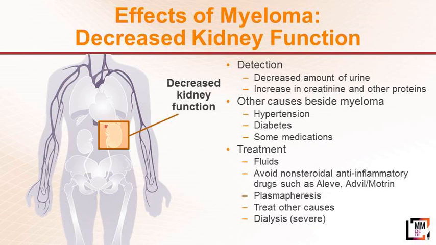For the treatment, we would have you increase your intake of water. We might also add on an infusion of normal saline while you're in the infusion center. We would advise that you stay away from non-steroidal anti-inflammatory drugs, or NSAIDs, such as Aleve, Advil, or Motrin. Sometimes we may also have to rapidly remove the protein in your blood, in which case we would use plasmapheresis. And if there are other causes, such as hypertension and diabetes, we want to work closely with cardiology, endocrinology, and your primary care doctor to ensure that all of those are under control.